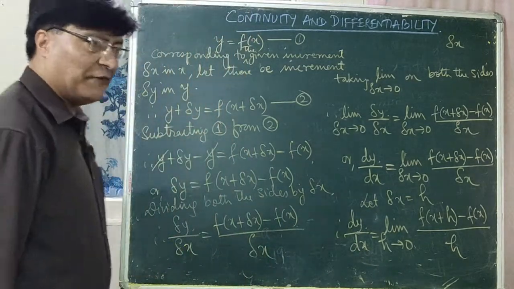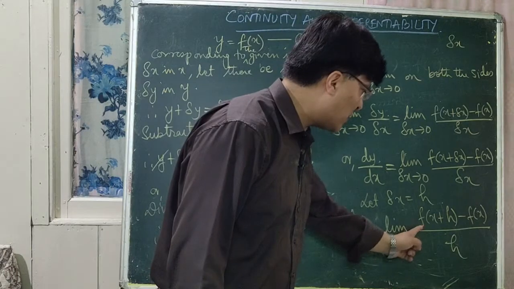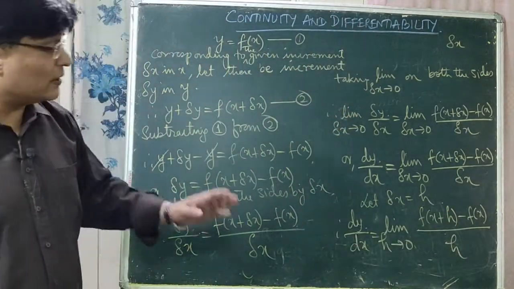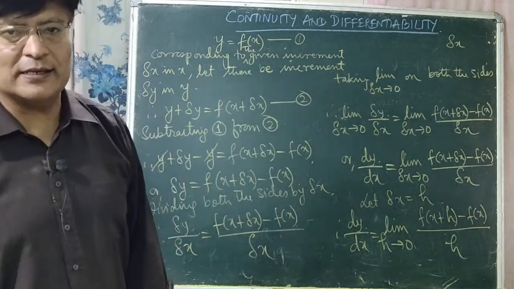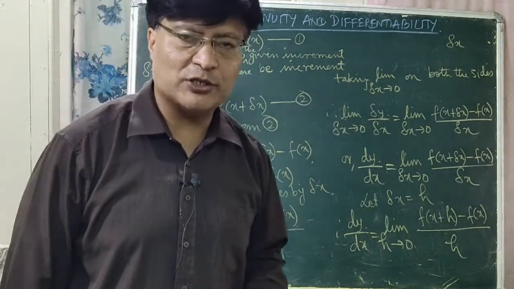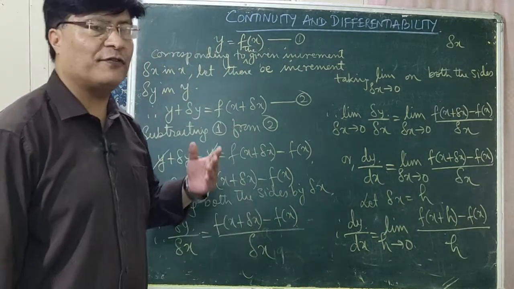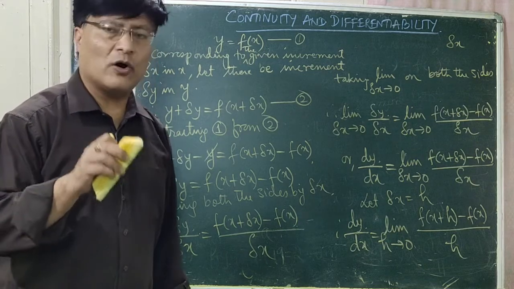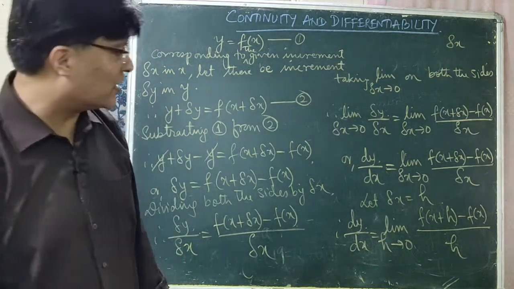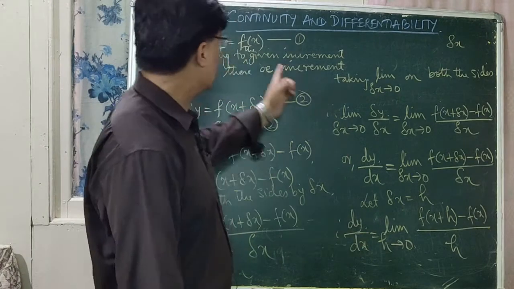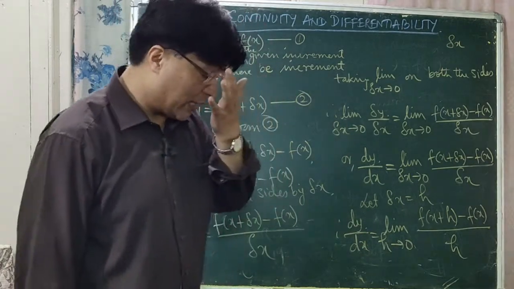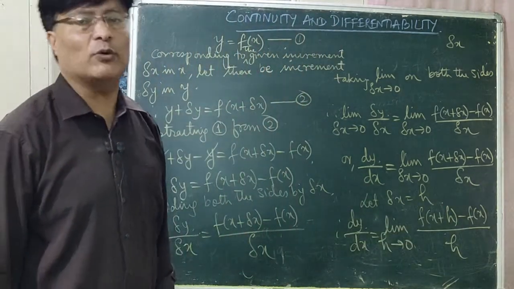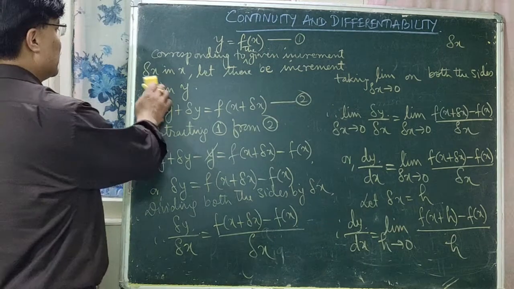Now if limit h tends to zero f of x plus h minus f of x whole divided by h exists, then the value of this limit is defined as the derivative or differentiation or differential coefficient of the function f of x, and is written as dy by dx, or you may write f dash of x also. f dash of x is equal to limit h tends to zero f of x plus h minus f of x whole divided by h. Now let us write down the definition.